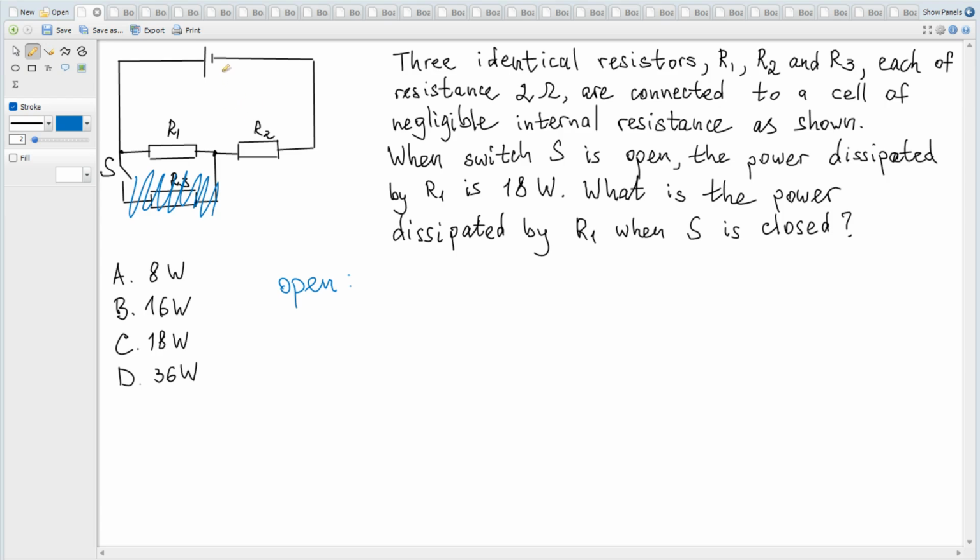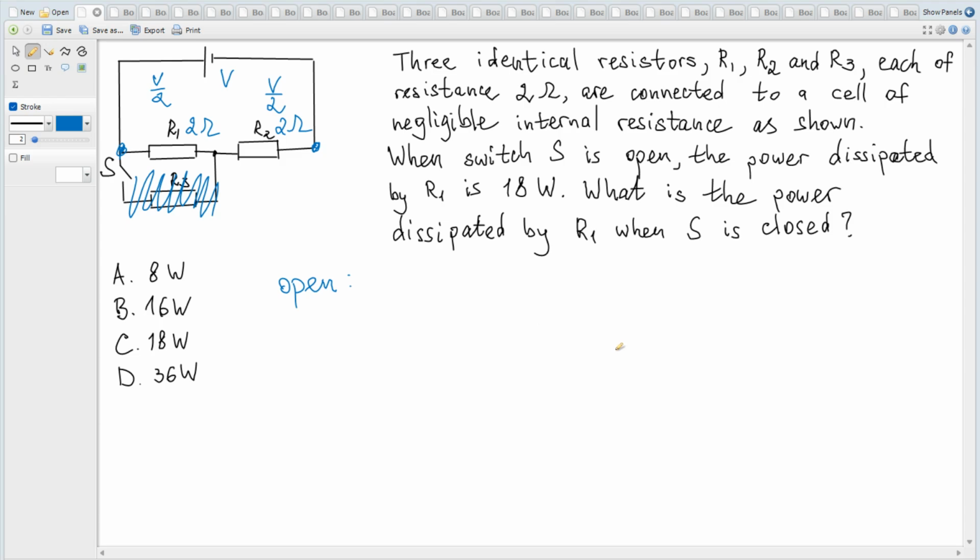Let the potential difference provided by the cell be V, and we can see that there are two resistors, each of resistance 2 ohms, in series. Components in series divide the total potential difference across them proportionally to their resistances. It means that R1 and R2 divide this V in the ratio 2 to 2, or 1 to 1, so the potential difference across R1 is V over 2, and across R2 is also V over 2.